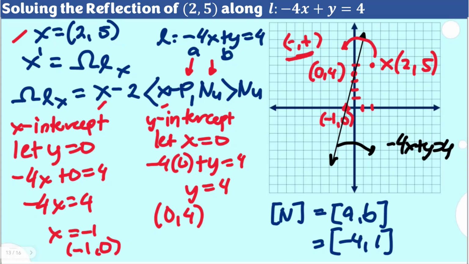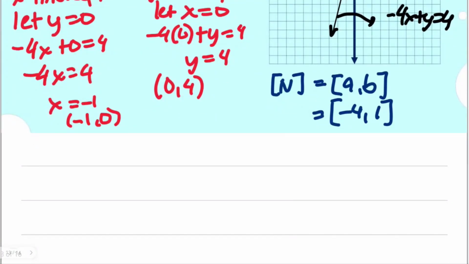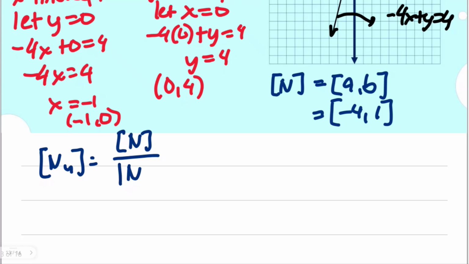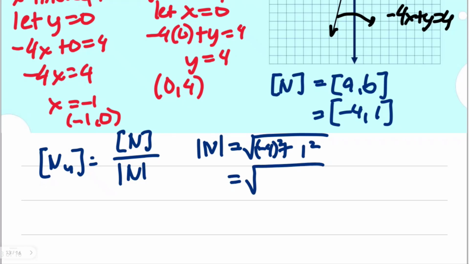But this is not what will be implemented here because we need a unit normal vector. The unit normal vector is equal to the normal vector over the length of that vector. The length of the normal vector is the square root of the sum of the squares of the components: negative 4 squared, 1 squared. You will have the square root of 16 plus 1, so the length of your normal vector is the square root of 17.